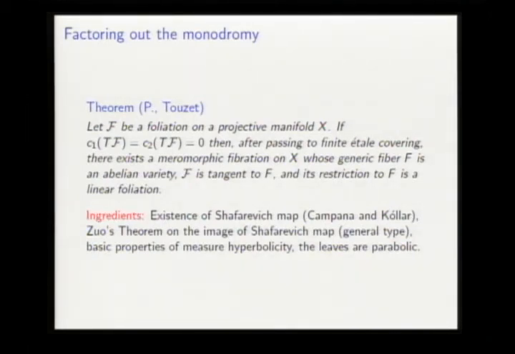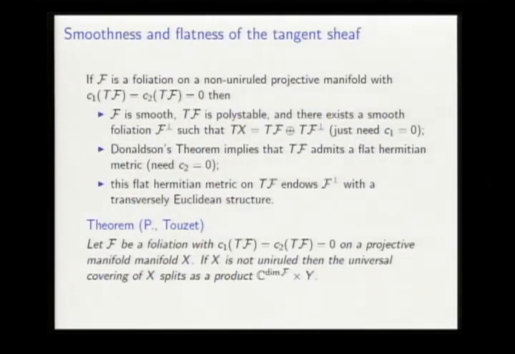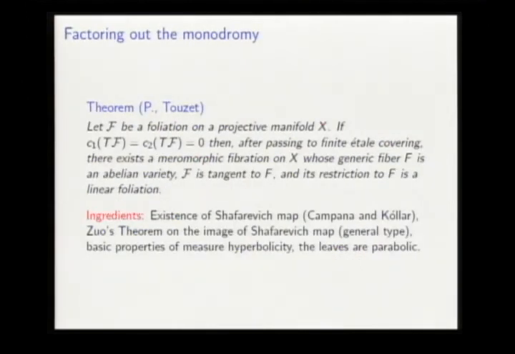So essentially, the obstruction to having a product structure already at a finite level, after a finite étale covering, comes from the monodromy of this flat Hermitian metric. And what we can prove is that after passing to a finite étale covering, there exists a meromorphic fibration on X.